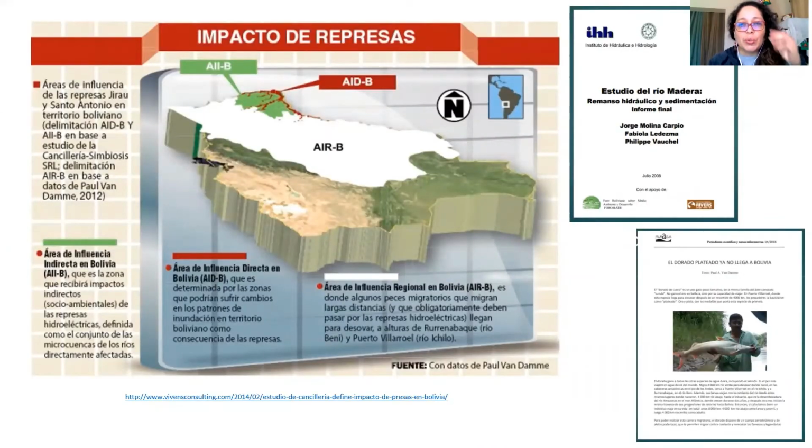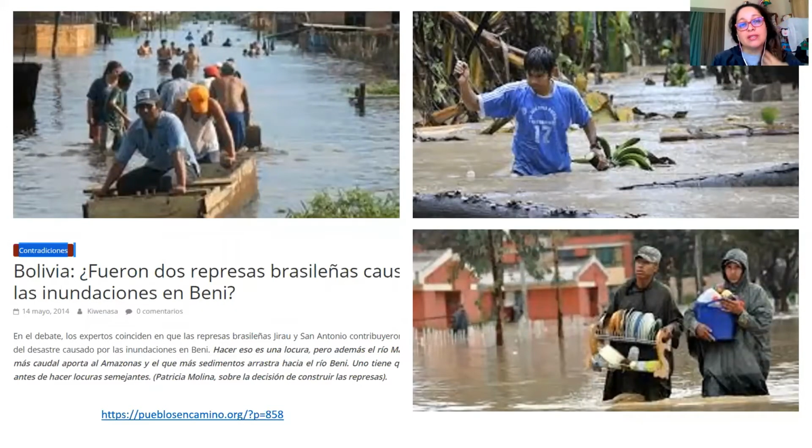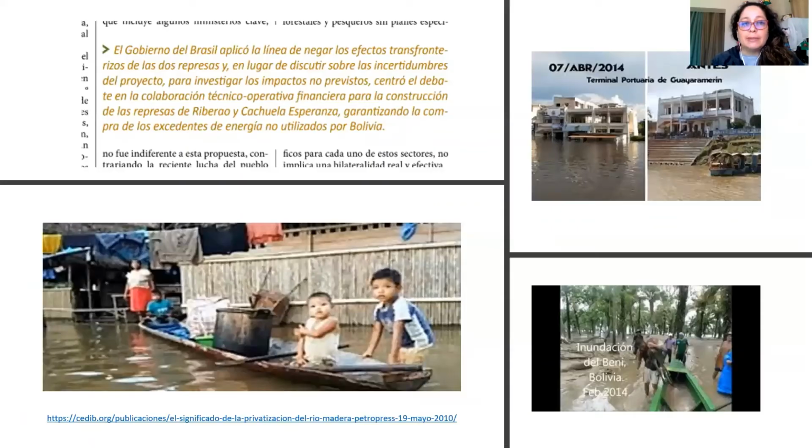Here I just want to show you that many researchers have been evaluating the actual ecological and social impacts caused by the Brazilian dams. Here you can see that in 2014 there was a big flood in the area, and some researchers and also local people said that this was exacerbated by the construction, especially of the Jirau Dam. However, the Brazilian government consistently denies that Jirau has caused any negative effect on the Bolivian side.